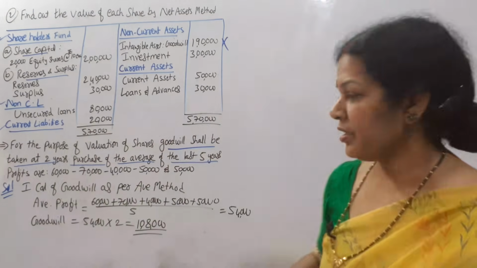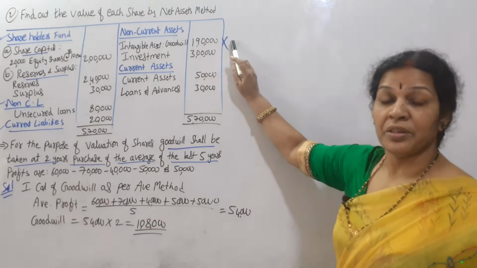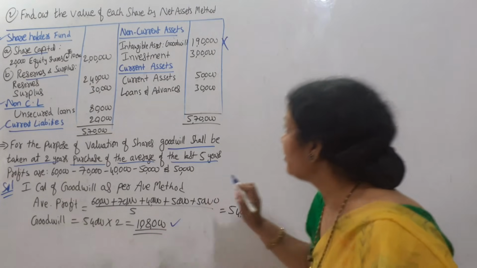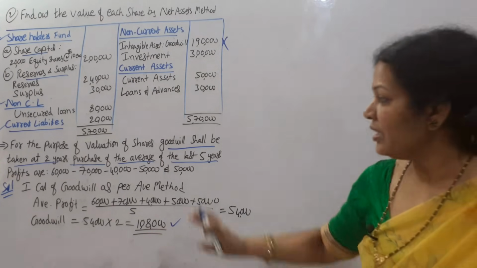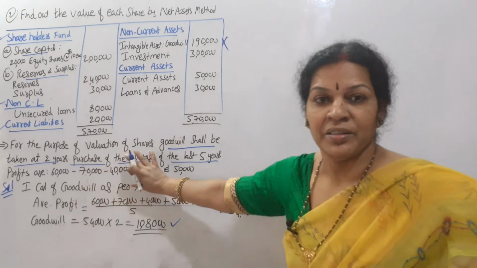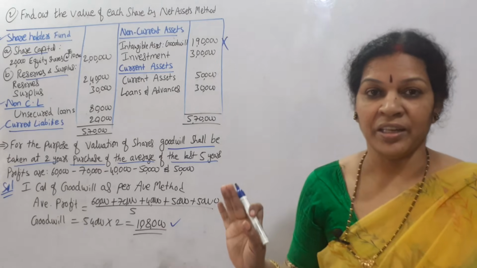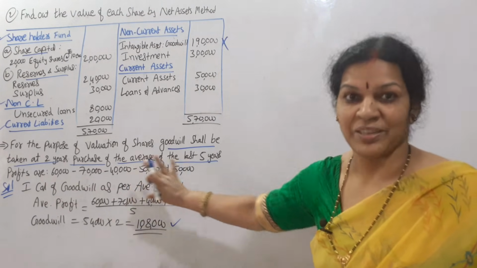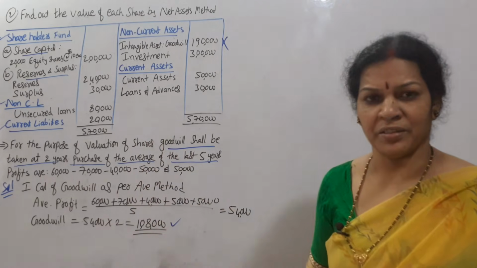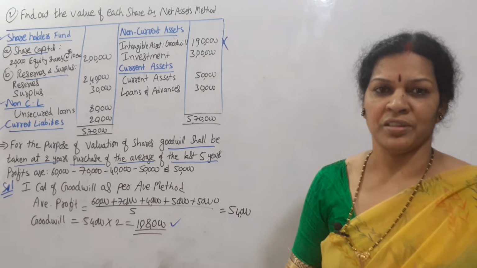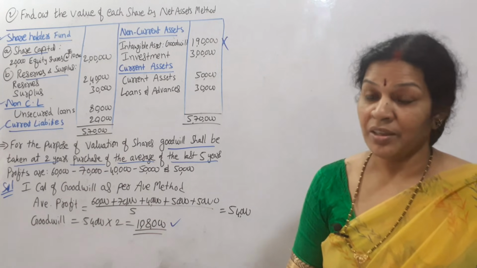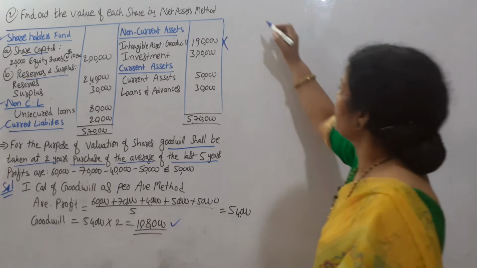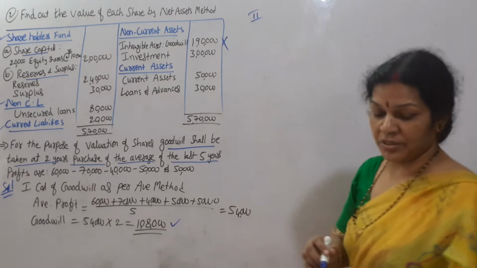While calculating net assets, we are not going to consider the goodwill given in the balance sheet. If this was not given, we would have taken the same 1,90,000 only. The adjustment said to calculate the goodwill as per this method. So we have calculated. This goodwill we are going to consider while calculating the net assets. Now step number 1 is over. Now step number 2, calculation of net assets.